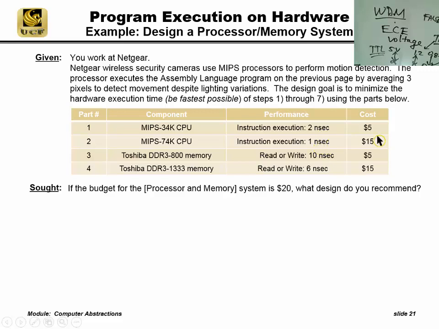So if you're on a budget, you can buy this processor for $5. It's going to take 2 nanoseconds per instruction. Or if you want a faster processor, you can buy this for $15. You only have $20 in your budget. The question is, what design do you recommend?